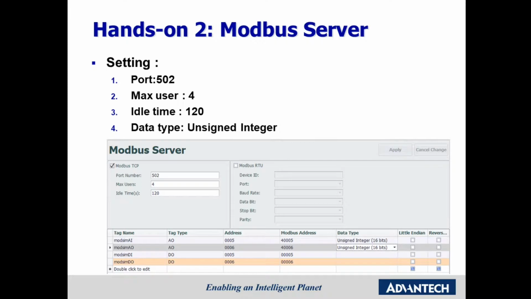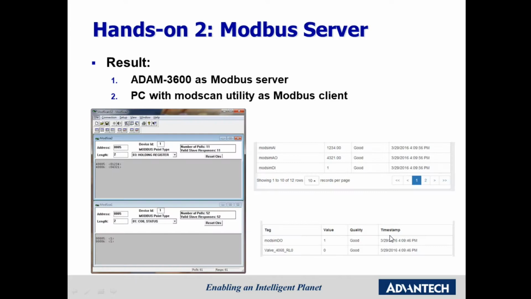So here are further settings. You need to set up the port and the maximum user and idle time. You could also change the data type here. And the result will be shown in your ModScan on your computer. So if you view the ModScan has got the corresponding value of EdgeLink, and it is success that you set up the Modbus server.